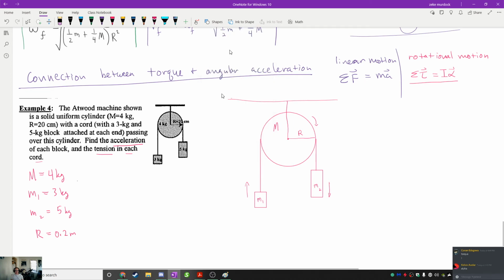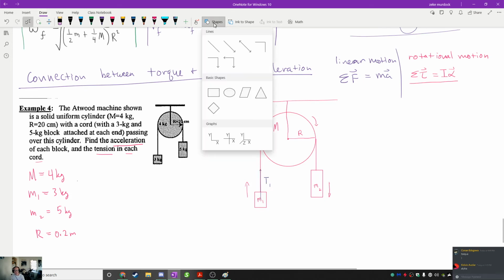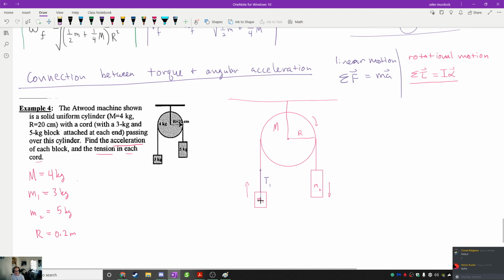We're going to draw free body diagrams for each of these objects. For M1, there's going to be a tension that goes up this way that we're going to call T1. There's also going to be a weight that goes down, and the tension should be bigger than the weight. So that's going to be M1 times G. We'll put a little dot right here to separate those 2 forces. It's going to have an acceleration upwards that I'm going to call A.